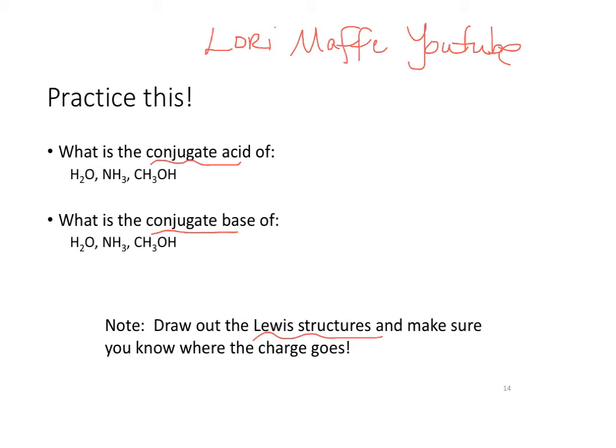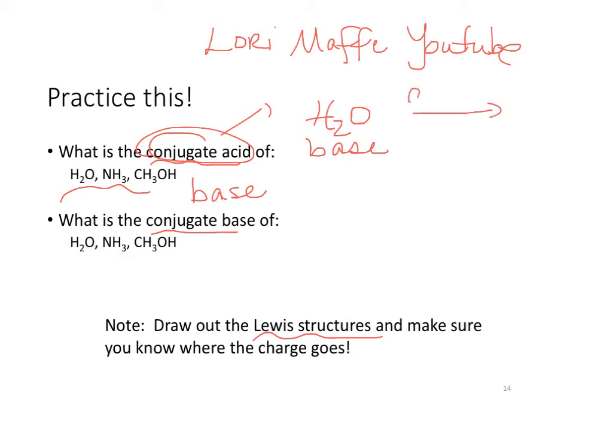All right, so again, try to put this on pause and see if you can get these yourself. I'm going to go through them kind of quickly. If it's asking for conjugate acid, that means that these materials started as bases. Okay, so if we want the conjugate acid of water, it started as a base, which means it accepts a proton. Okay, so bases accept protons, and when it does so, it becomes this. All right, so this is the conjugate acid.